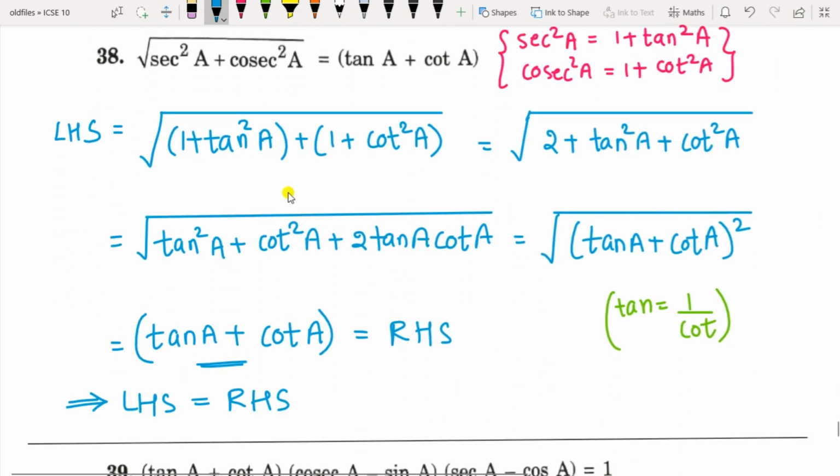Question 38 here is the square root of sec square A plus cosec square A. So sec square A is 1 plus tan square A. Cosec square A is 1 plus cot square A. So 1 plus 1 is 2, tan square A plus cot square A. Okay. Now in place of 2 here we can write 2 multiplied by tan A and cot A, because tan equal to 1 upon cot or cot equal to 1 upon tan. So this will be 2 itself. Now this is of the form (a plus b) the whole square, that is a square plus b square plus 2ab, right? So (a plus b) the whole square. Now square and square root will get cancelled, therefore tan plus cot, that is our RHS. Hence proved.